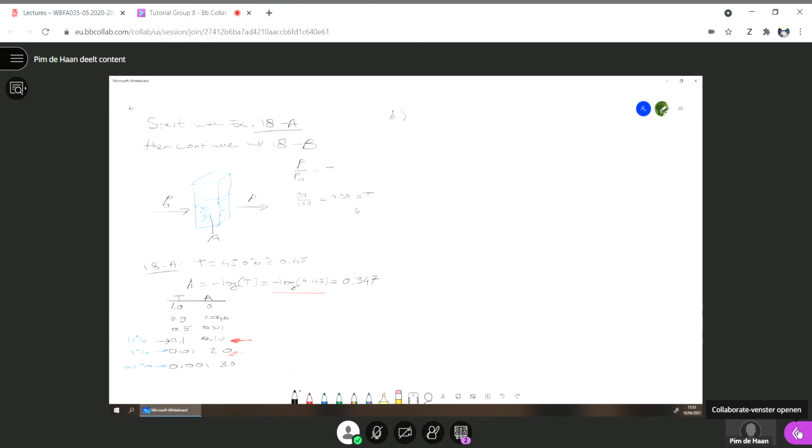Let's take a look at this one. If a 0.010 molar solution exhibits 45% T at some wavelength, what will be the percent transmittance for a 0.02 molar solution? Okay, interesting. What did you find?